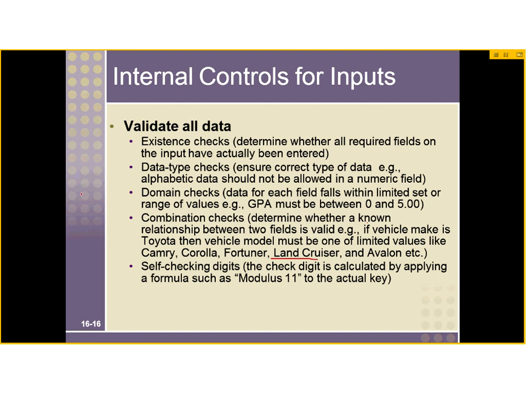Here is another example. If vehicle make is Toyota, then vehicle model must be one of values like Camry, Corolla, Fortuner, Land Cruiser, Valona, etc. Tahoe is not an option if the user has selected Toyota as the make of the vehicle, right?